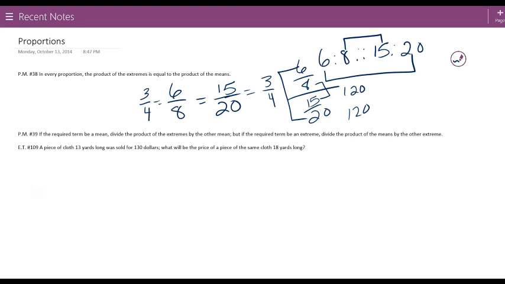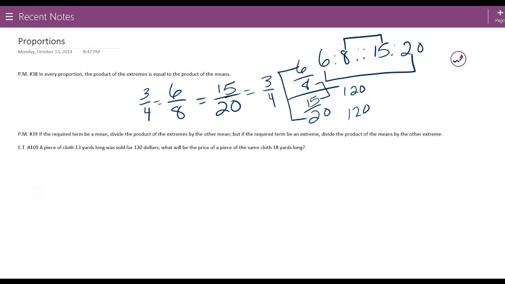So the first example is, a piece of cloth 13 yards long was sold for $130. What will be the price of the piece of the same cloth that is 18 yards long? In Elementary Treatise, it talks through the logic of thinking, okay, well, 13 yards for $130, that's clearly $10 a yard, so 18 yards would be $180. If we wanted to discuss more of the pure mathematics method, where we're talking about the means and the extremes and the proportions and the ratios, we would need to set it up as a proportion or as a ratio.